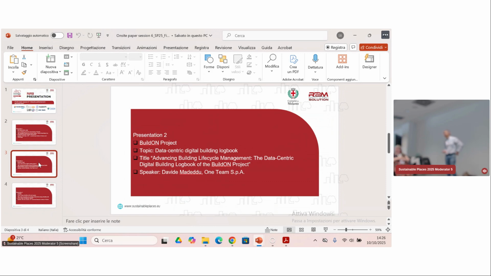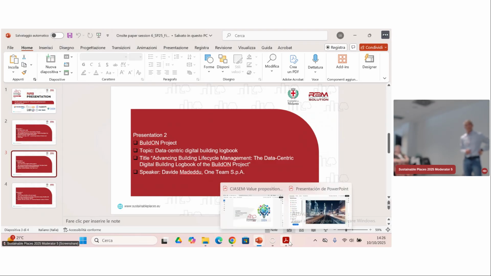Thanks. And now we can move to the second presentation of the session. It comes from the BuildON project, and the title of the presentation is Advancing Building Lifecycle Management, Data-Centric Digital Building Logbook of the BuildON project. So let's hear from Davide Madeddu about his presentation.